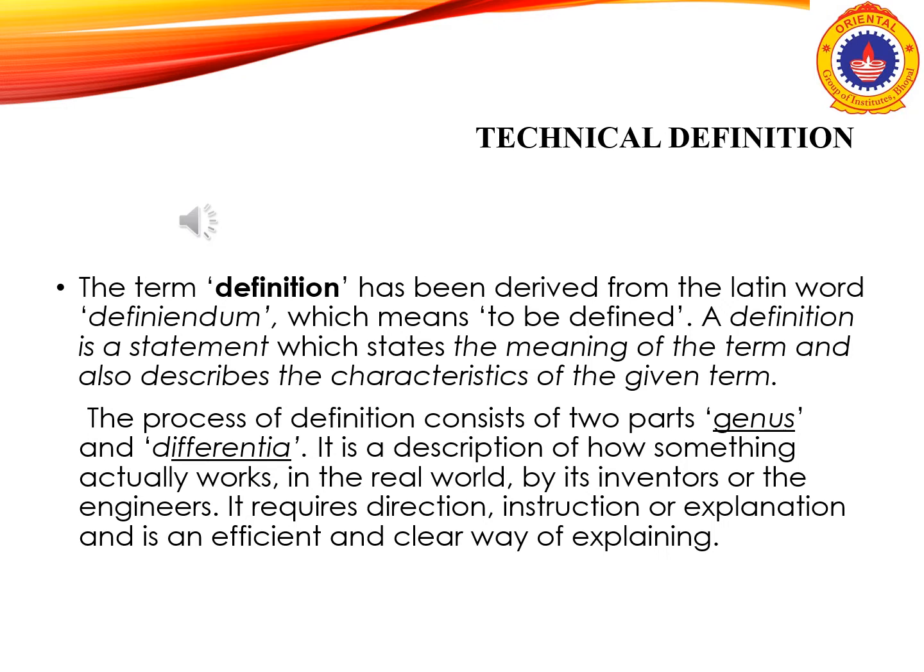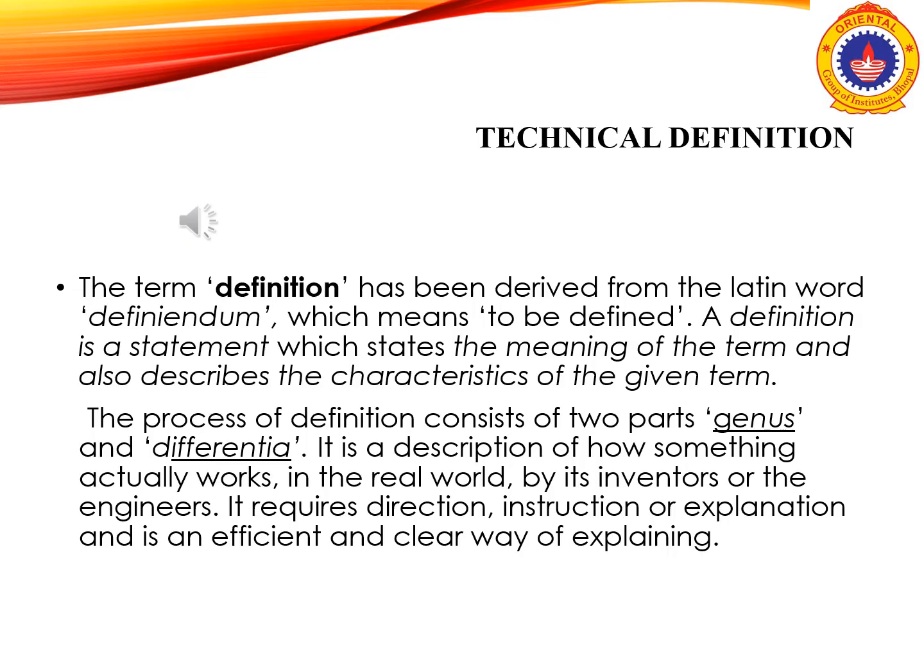The term definition has been derived from the Latin word definiendum, which means to be defined. So a definition is a statement which states the meaning of the term and also describes the characteristics of the given term. That means if you are asked to define a certain term, you have to state the meaning, what it stands for, what does it actually mean, and then give a description of the different characteristics involved, different types, or you can even tell the functioning.